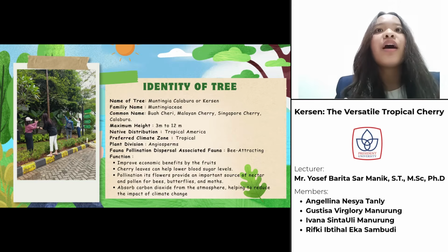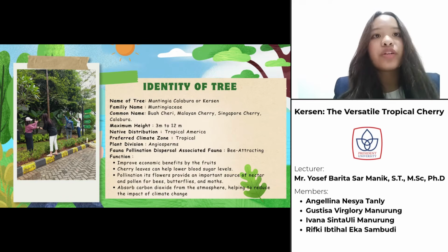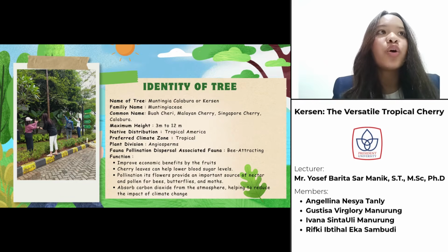And here there are 4 functions of this tree. The first one is improving economic benefits through the fruits. The second is that cherry leaves can help lower blood sugar levels. The third is pollination. Its flowers provide an important source of nectar and pollen for bees, butterflies, and moths. And the last function is absorbing carbon dioxide from the atmosphere, helping to reduce the impact of climate change.